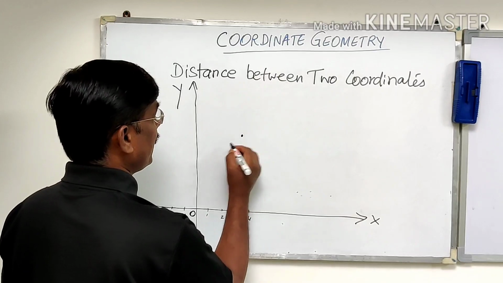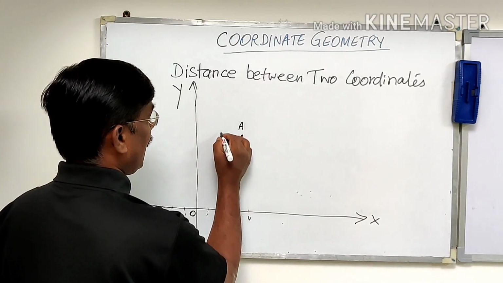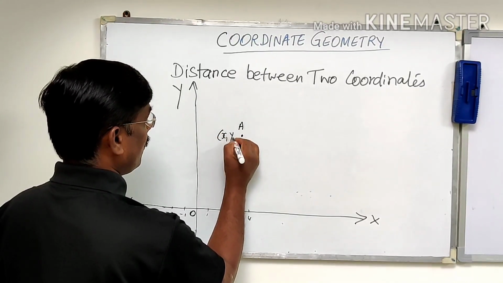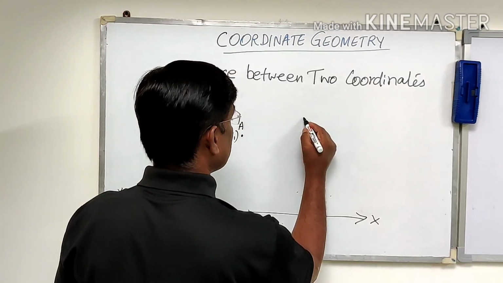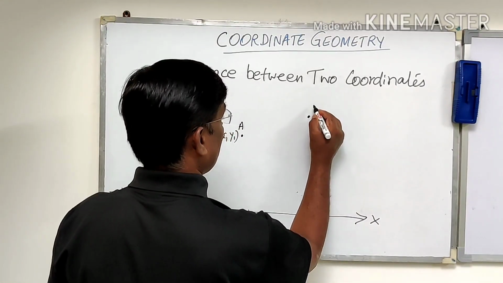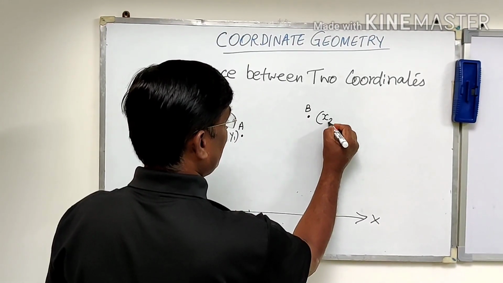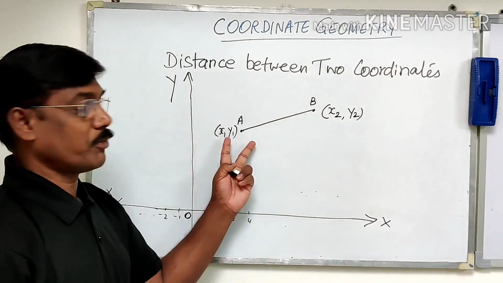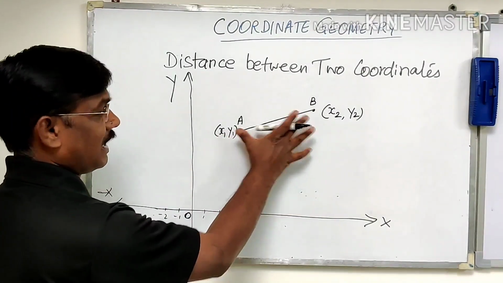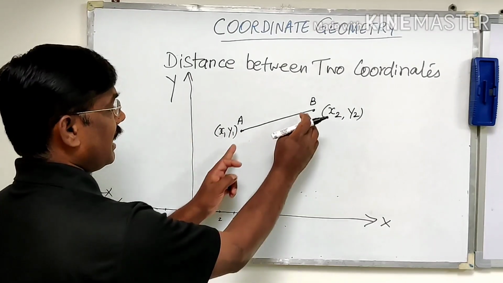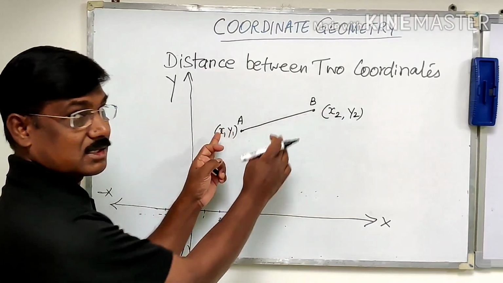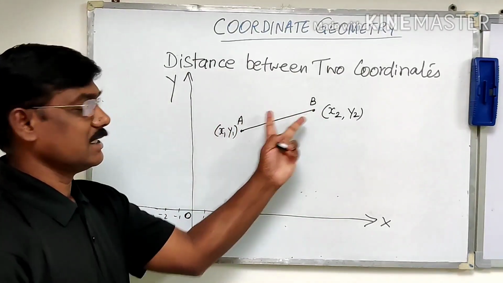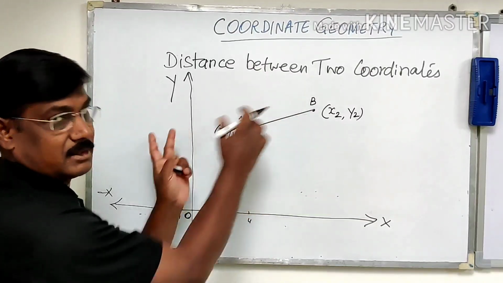Let us say this is a point A having coordinates x1, y1, and let us say this is a point B having coordinates x2, y2. Now I am connecting these 2 points, and this is the line segment connecting these 2 points, and the length of AB is nothing but the distance between A and B, right? Now how to find the distance between A and B, or the length AB?